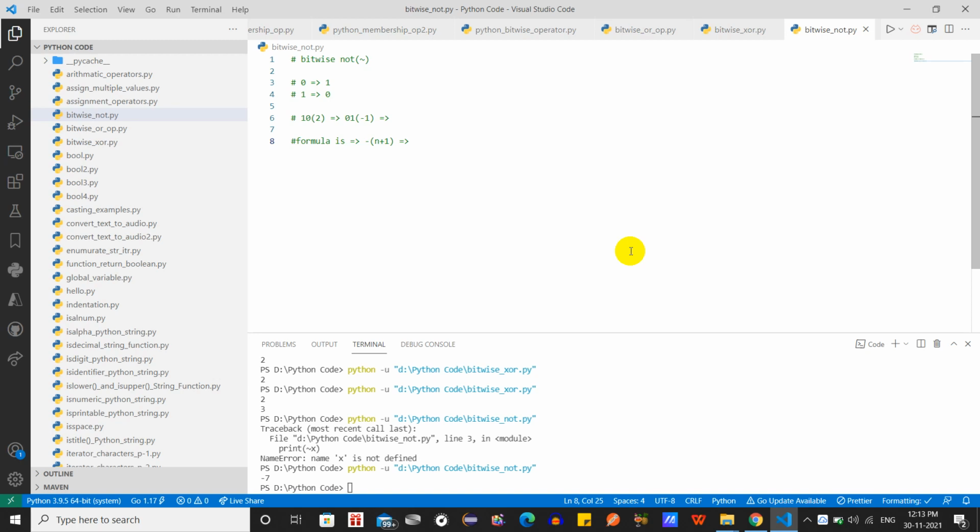If there is a numerical value 2, when it is converted to binary form, that is 0 0 1 0, then it becomes 1 1 0 1. That is going to be written as minus (2 plus 1), that is minus 3. Okay, fine, understood. So you have to follow this formula, but in this case I am going to give you a wrong statement here.